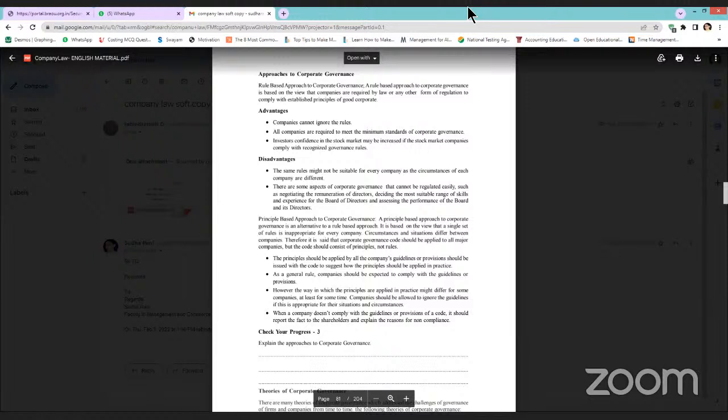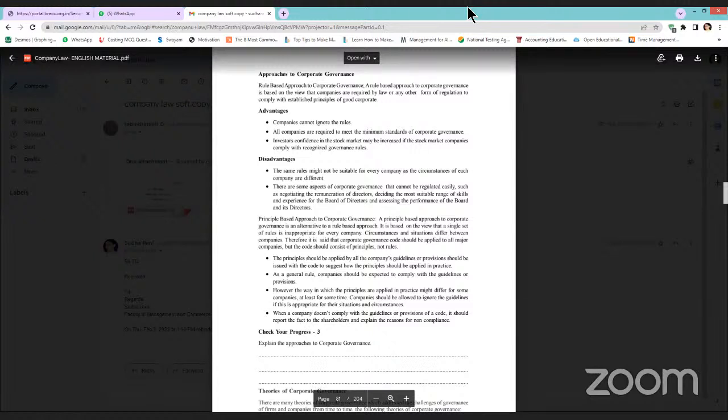Coming to the next approach, the principle-based approach to corporate governance. Some companies adopt this principle-based approach, which is an alternative to the rule-based approach. And here, a single set of rules is inappropriate for every company. So this principle-based approach says you cannot adopt just certain rules.